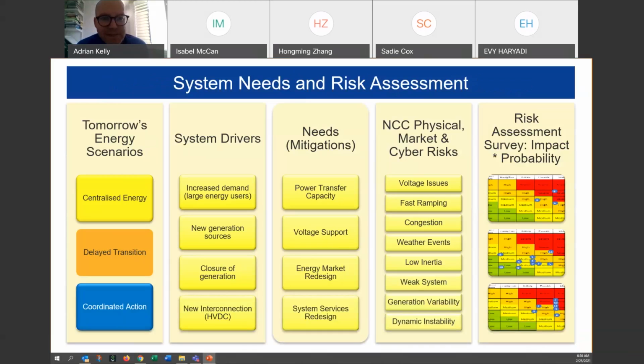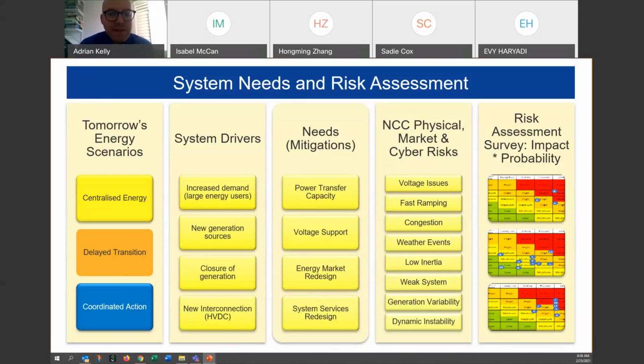This is an example of how you would get from your future scenario to the risk assessment. As I was saying at the start, your first step should be to look at your future energy scenarios. What are your system drivers? What are the needs on your system? Then try to see what your issues or risks are going to be.